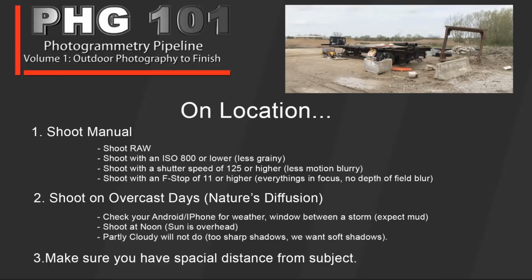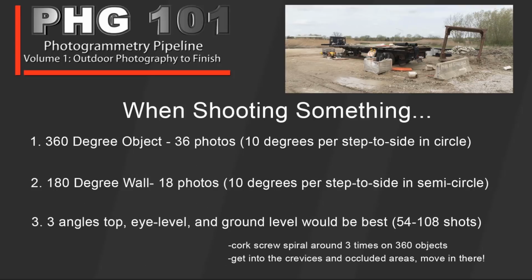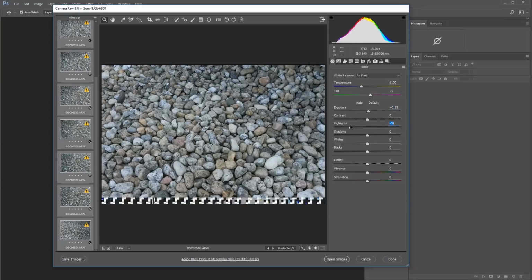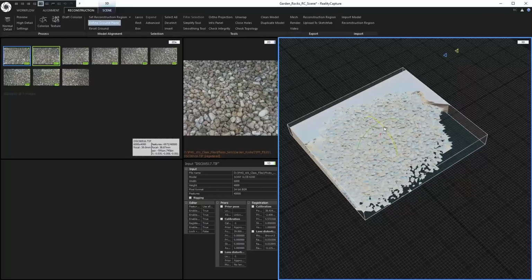We start out by going on location and taking photographs of an active construction site, going through the protocol and proper photography procedures to capture a 3D asset. From there, we put the images through post-processing and bring them into reality capture for 3D reconstruction.